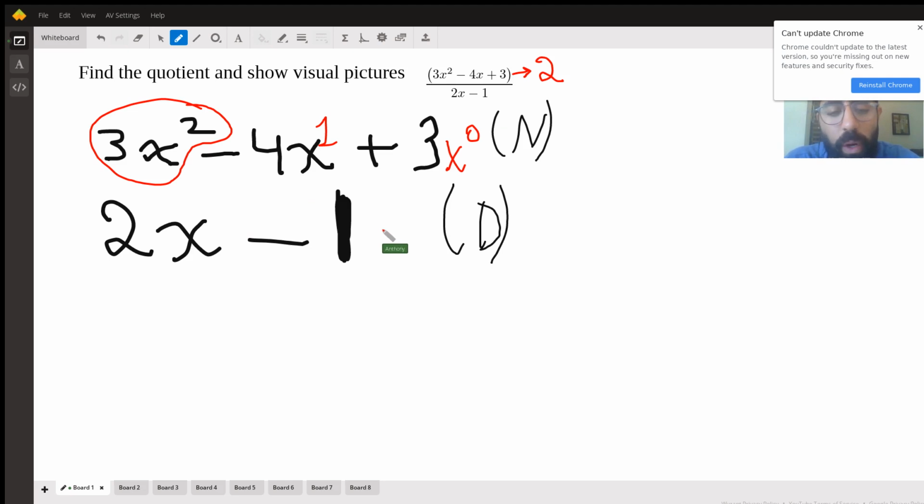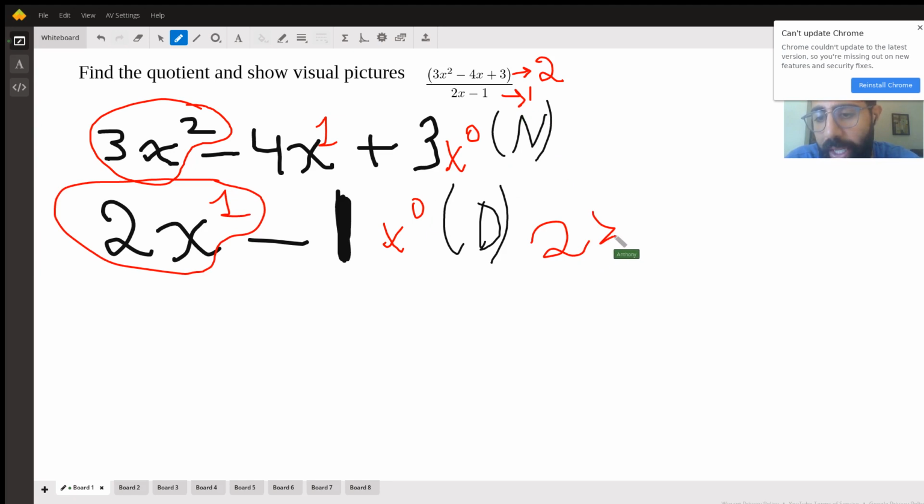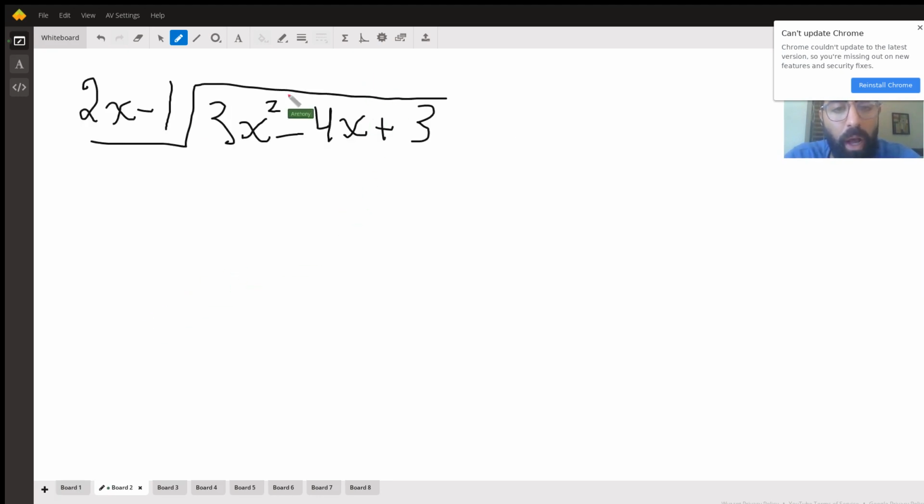Now 2x minus 1: this is x power 1, and here we have no x. So 2x power 1 is the term with the highest power, and the degree of the denominator is 1. Since 2 is greater than or equal to 1, it's greater. As long as the degree of the numerator is greater than or equal to the degree of the denominator, we may divide. So here we are allowed to divide. How would we divide? I've set up the division here, and we always divide the term with the highest power by the term with the highest power. So here I need to divide 3x squared by 2x only.